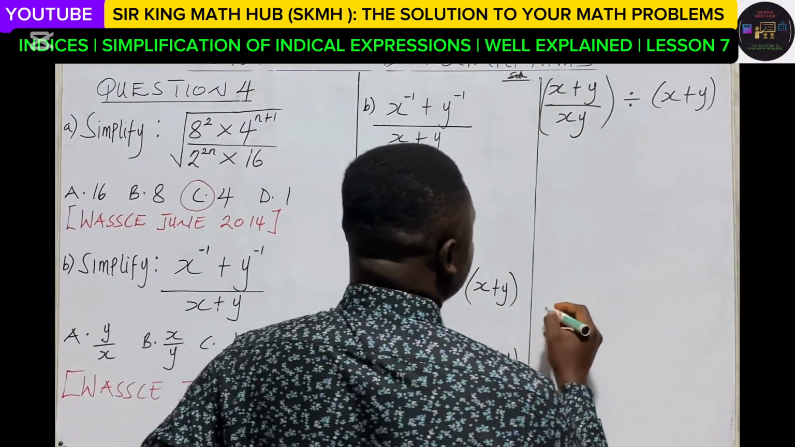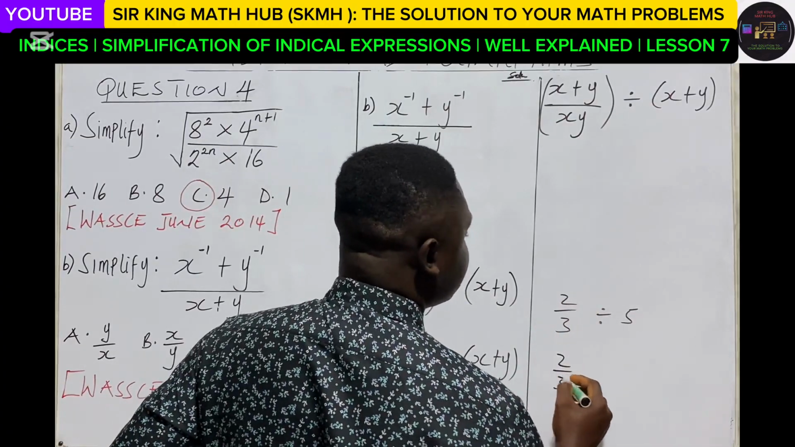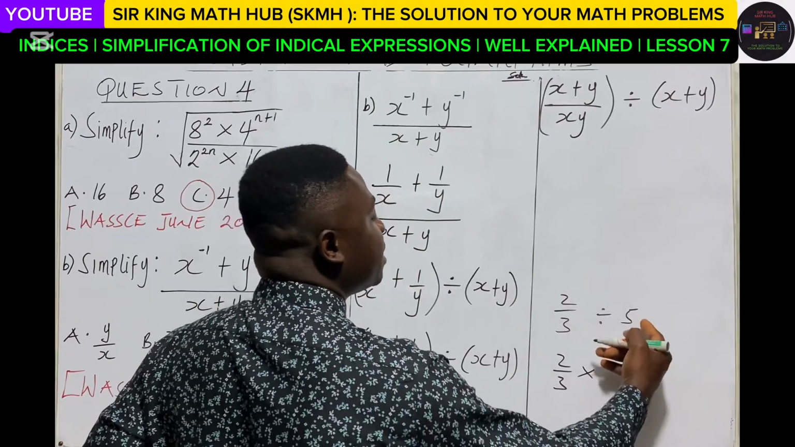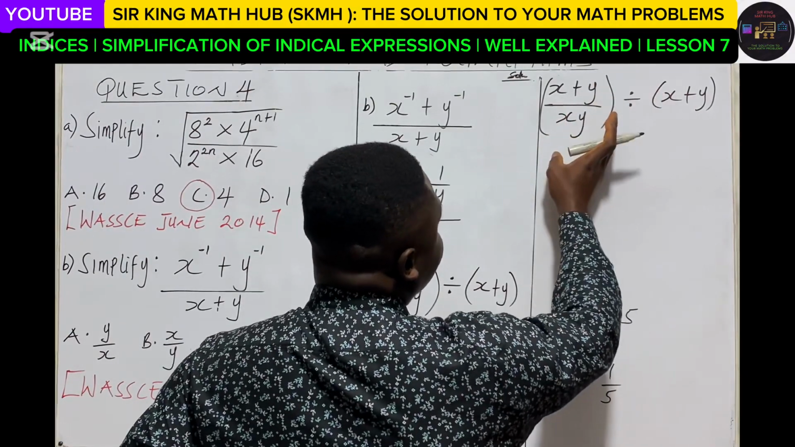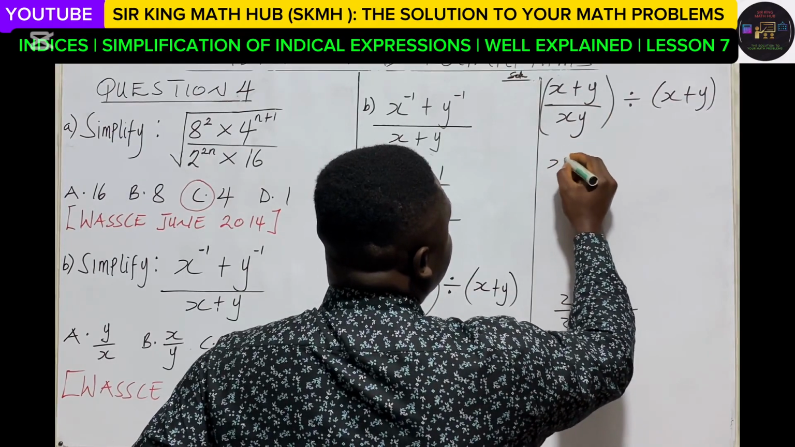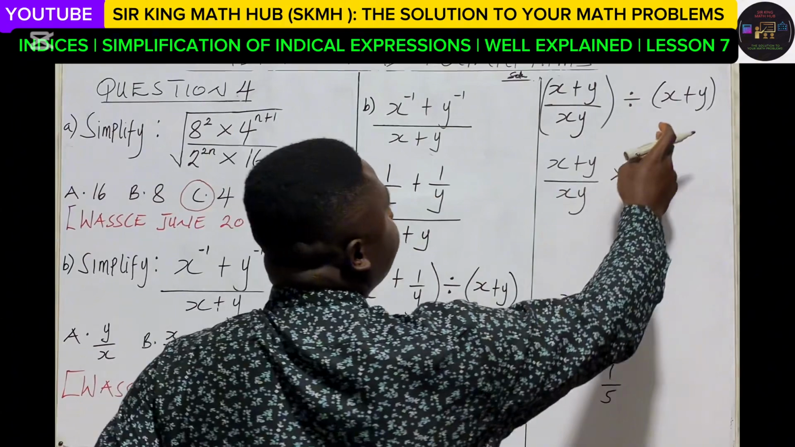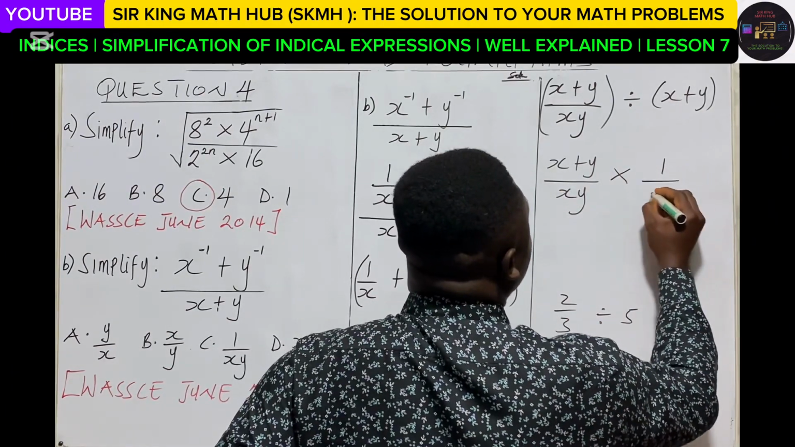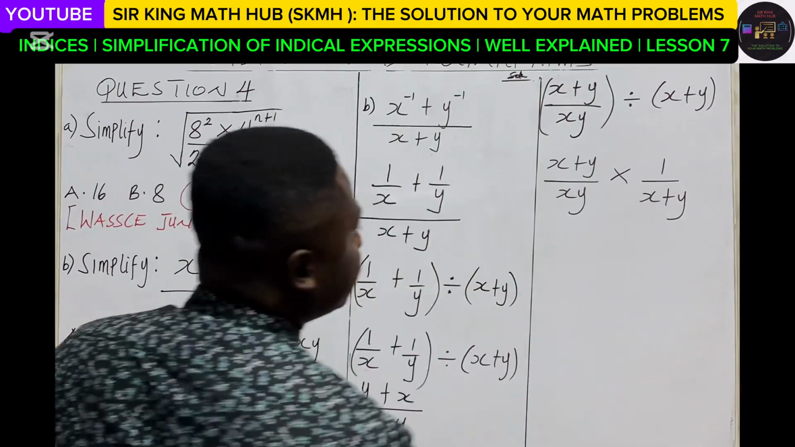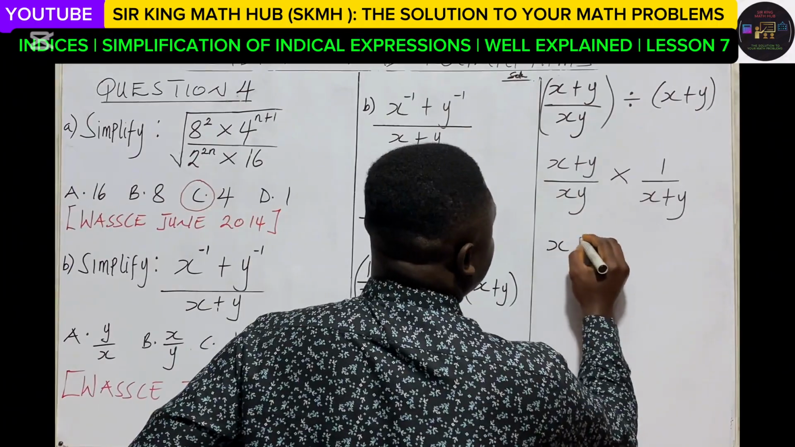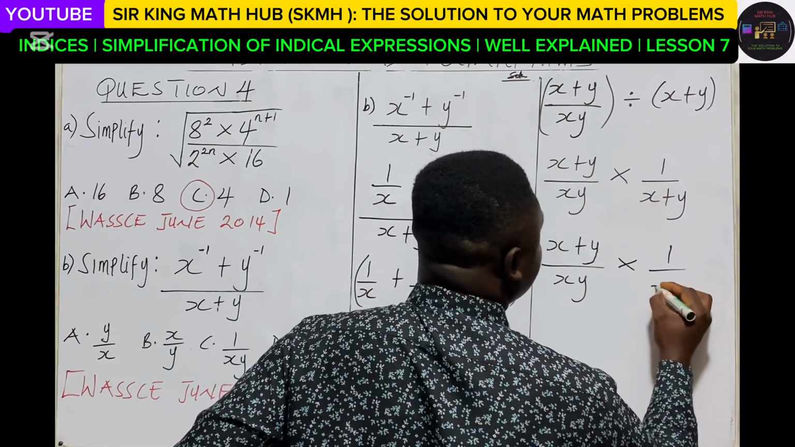Now, if I ask you to divide these two numbers, 2 and 3 divided by 5, how will you solve this? So first of all, we are going to maintain the first number, change the division sign to multiplication, and we find the reciprocal of 5, which is 1 on 5. So applying the same concept here, we maintain the first algebraic fraction. So x plus y divided by xy. Then we change the division sign to multiplication. We find the reciprocal of x plus y, which is 1 on x plus y. So let me repeat this expression. We have x plus y on xy, then multiplying 1 on x plus y.